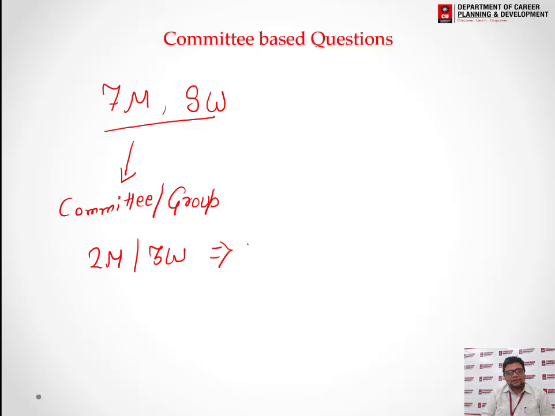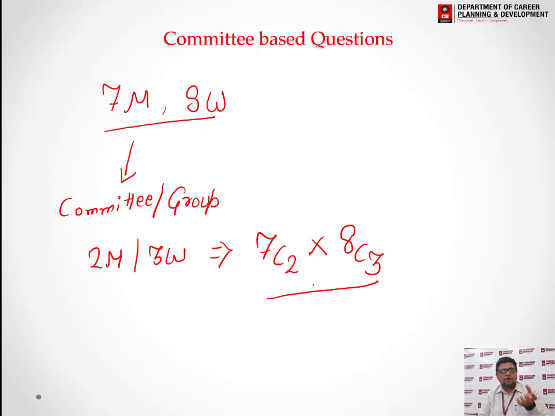So both of them should be selected simultaneously. The selection will be, out of 7 men I have to select 2 men, so 7C2. Now men and women both are a simultaneous process, so for the women it will be multiplied by, out of 8 women I have to select 3 women, so it will be 8C3. In this way we will form a committee or a group of persons out of the total number of persons.